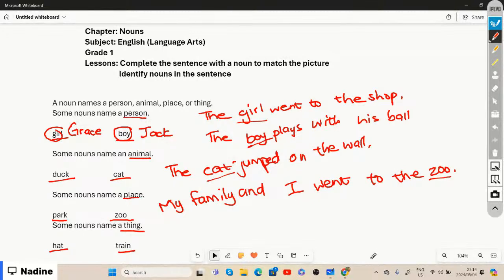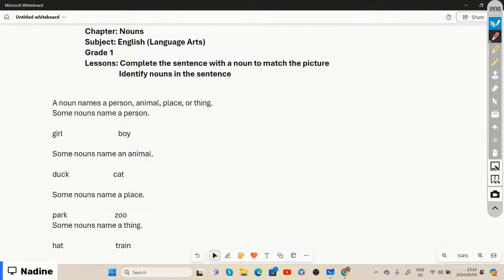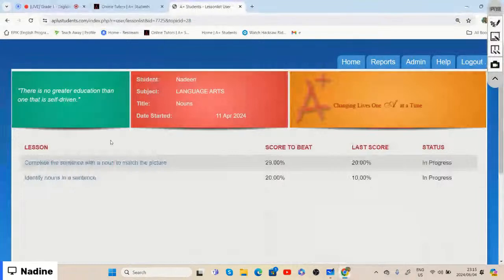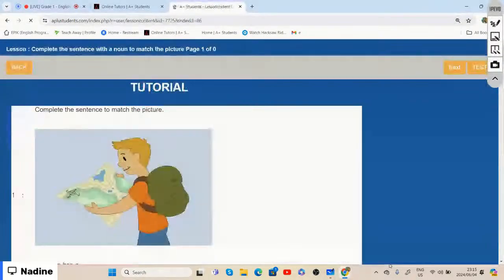So with nouns, right? It names people, it names animals, it names places, it names things. So those are nouns. And here are just a few examples of nouns. During this lesson, we're going to find out more about nouns, how we can identify nouns, and how we can complete sentences with nouns to match the pictures. So now let's go to aplusstudents.ca, and we're going to the chapter of nouns. The first lesson is to complete the sentence with the noun to match the picture.